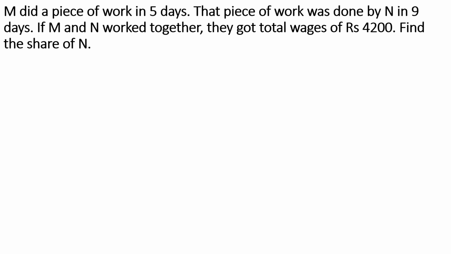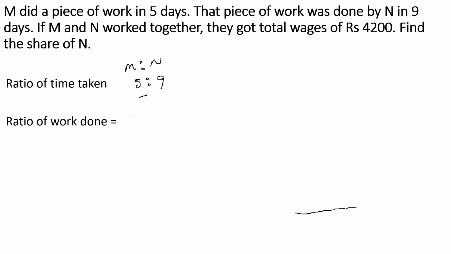M did a piece of work in 5 days. That piece of work is done by N in 9 days. If M and N work together, they get a total wage of 4,200. We have to find the share of N alone. Now, the ratio of time taken for M to N is 5 to 9, so the ratio of work done will be 9 to 5.